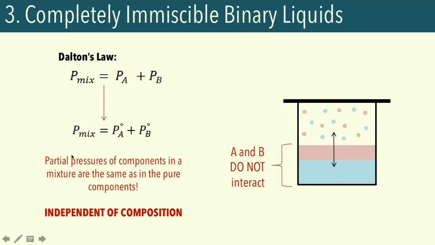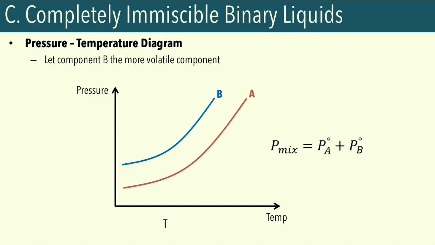Ultimately, the partial pressures of the components in the mixture are the same as in the pure components. So overall, the vapor pressure of our mixture is going to be independent of composition. Again, it's just dependent on the corresponding pure vapor pressures of our components. So if we calculate the vapor pressure of our mixture, we could take into account the pressure-temperature diagrams of our components. Note that this is very similar to our pure component systems, right?